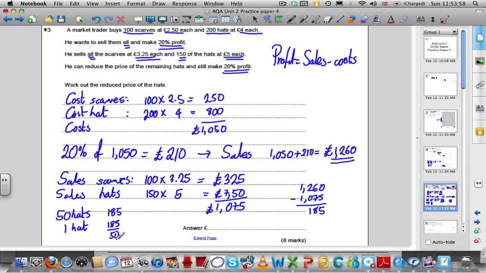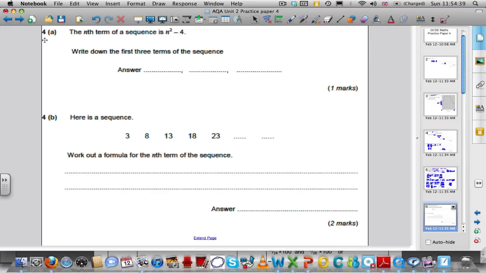150 divided by 50 is 3, and 35 divided by 50 is 70p. So you must sell the rest for £3.70. So work out the reduced price of the hat. It must be £3.70. Okay, moving on.